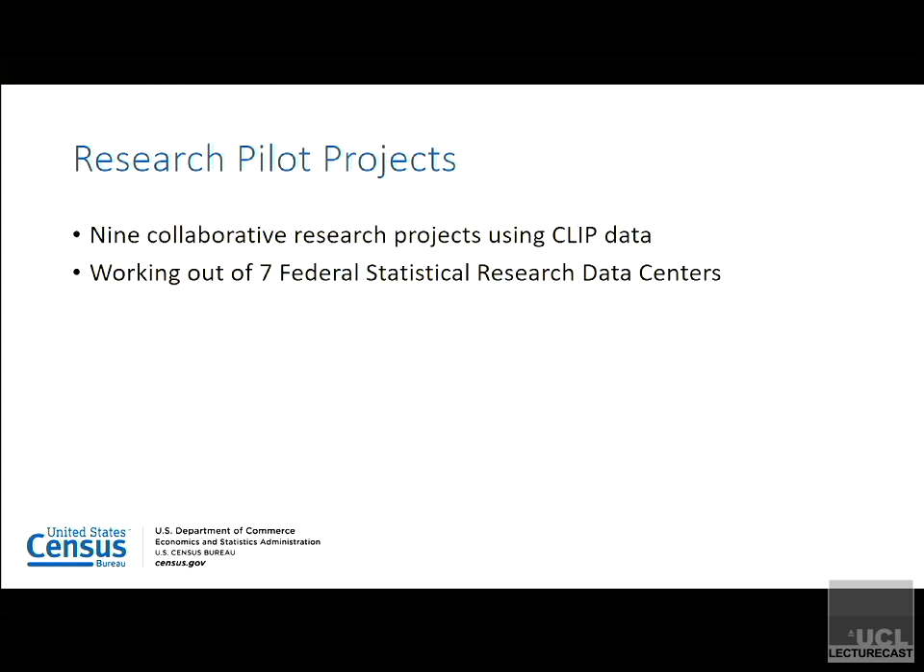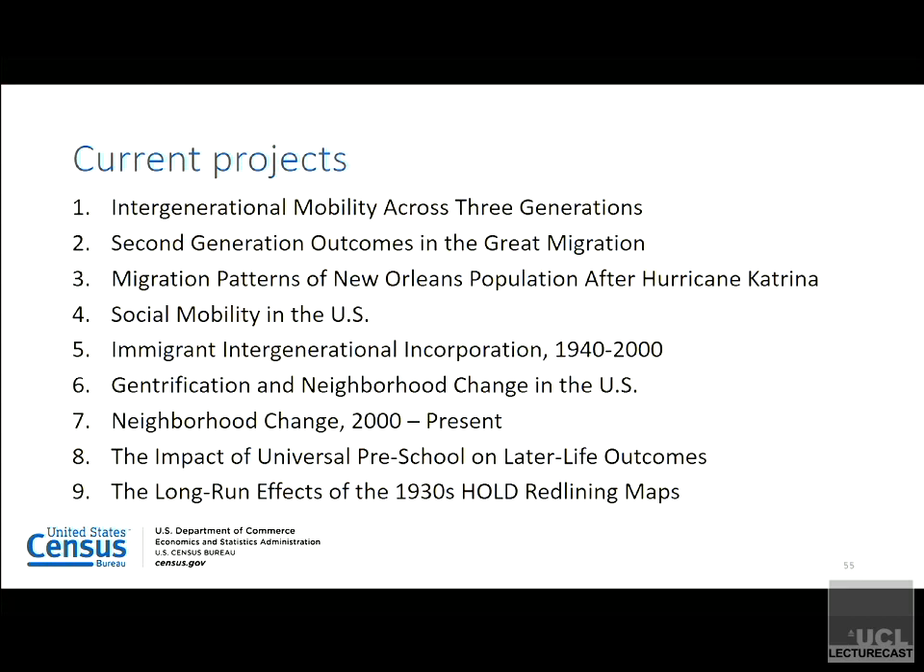We have 9 collaborative research projects, and they're working out of 7 federal statistical research data centers, and I'll talk about what that is, so that's how people are accessing this data. These are the projects. You can see a lot of mobility, migration, immigration, immigrant intergenerational incorporation, gentrification, stuff we've actually heard about here, right? Things that you guys are doing with the data here as well, the samples. This is what's going on with the full data we have. Some different policy impacts. Loads of people want to do stuff, across all of social science.